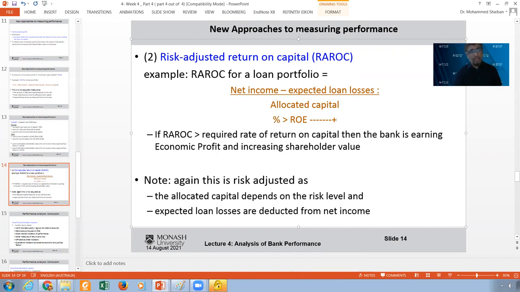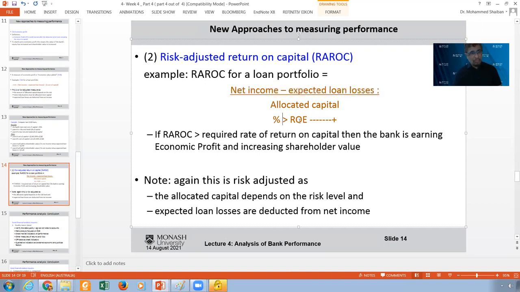So as you can see, I'm dividing the net income over the allocated capital. That will tell me how much the income is relative to the capital, of course after taking into consideration the expected losses. This is the net income after all those, so the numerator is after you deduct everything. You divide it by the allocated capital.